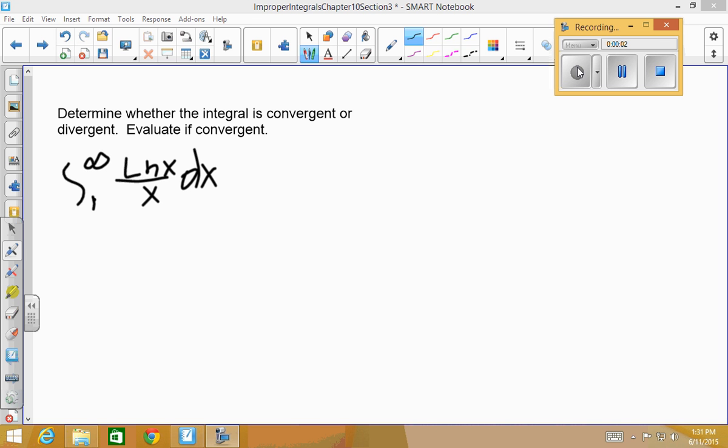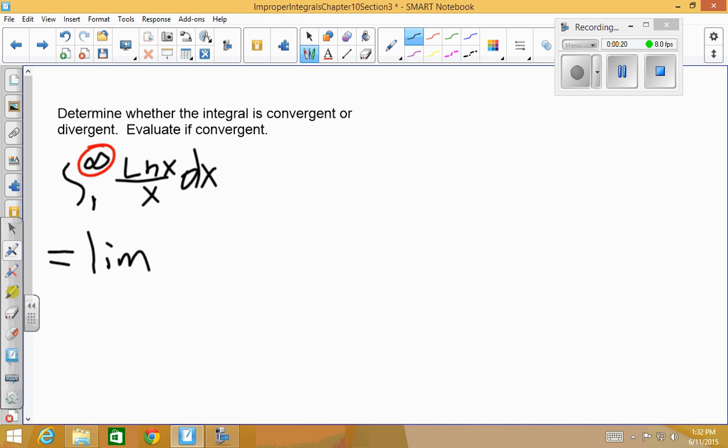Determine whether the integral is convergent or divergent. Evaluate if convergent. The integral from 1 to infinity, natural log of x divided by x dx. This is an improper integral, which we can see by the infinite limit of integration there. So by the definition, this should be equal to the limit as b goes to infinity, the integral from 1 to b, natural log of x divided by x dx.